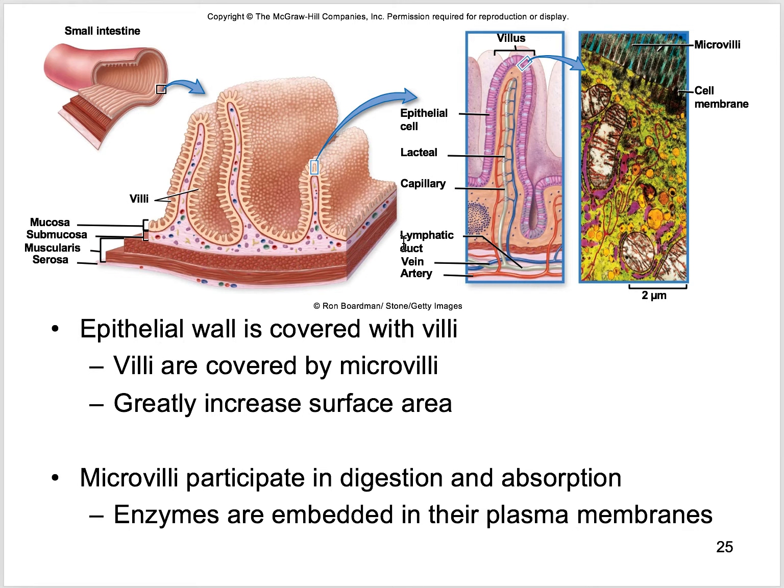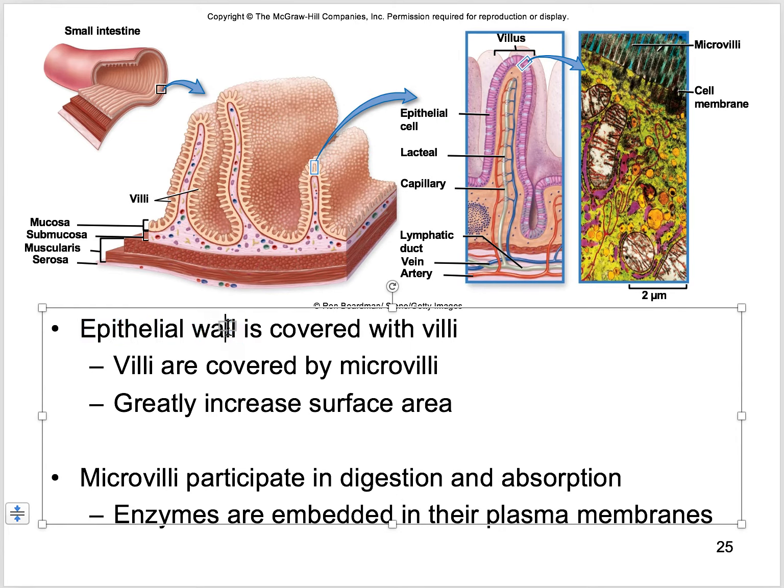So this is what a microscopic cross-section of the small intestine looks like. So the epithelial wall, epithelial refers to cells that are on the outside surface of something. So the epithelium of our digestive tract is the inner lining of it, whereas the epithelium of our skin is the outermost layer of our skin. The epithelial wall is covered with villi.